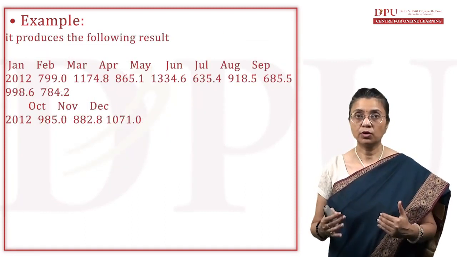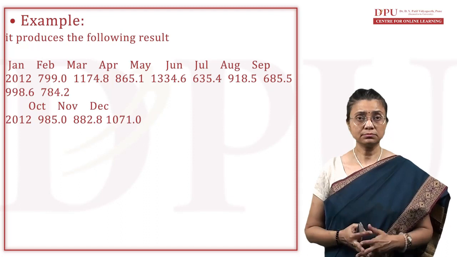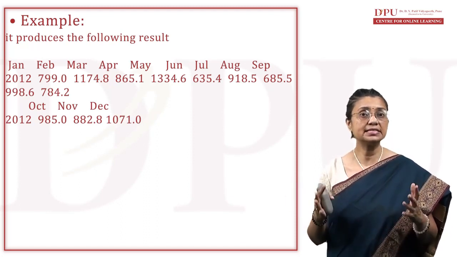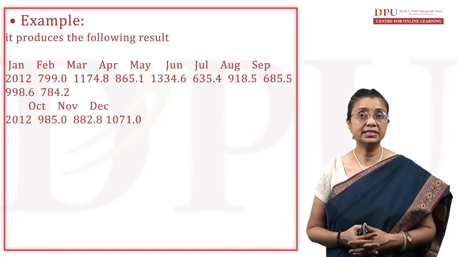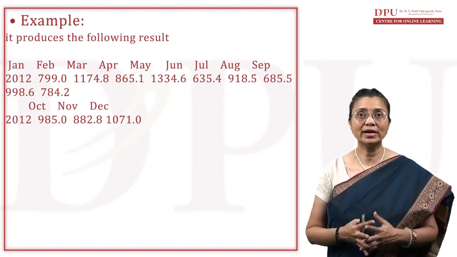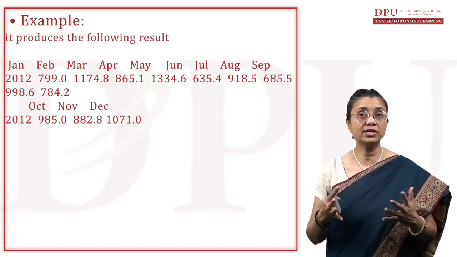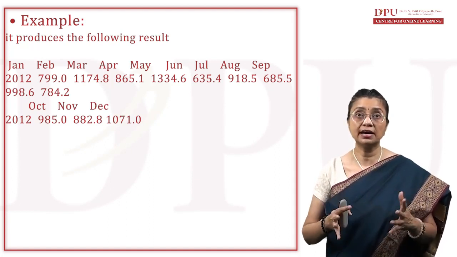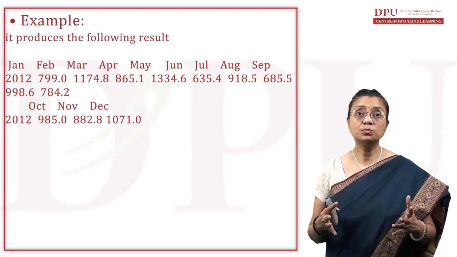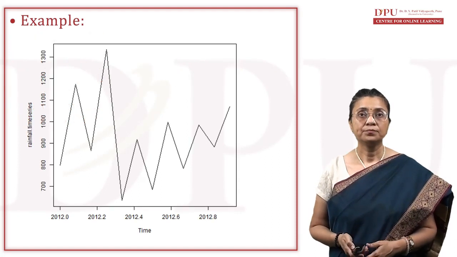Now it will produce the following output, which you can see. You can see the result: January, February, March, April, May, June till December. So we have captured the data points for 12 months, that is from January to December, by just providing the value 12, which is the frequency. And we have given the start value, which is 2012, which means that is January.